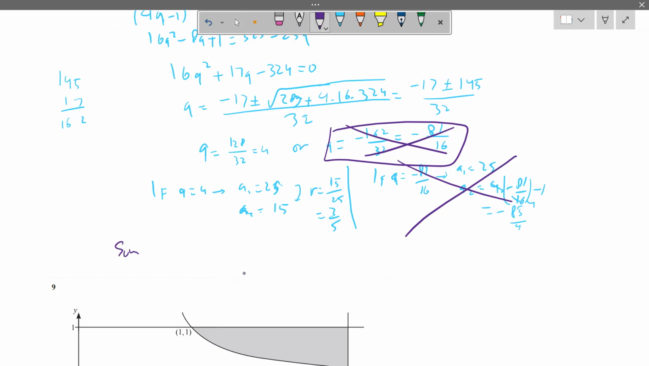So the sum of an infinite GP is equal to the first term, which is 25, over 1 minus the ratio, which is 3 over 5. 25 times 5 over 2, which is 125 over 2.